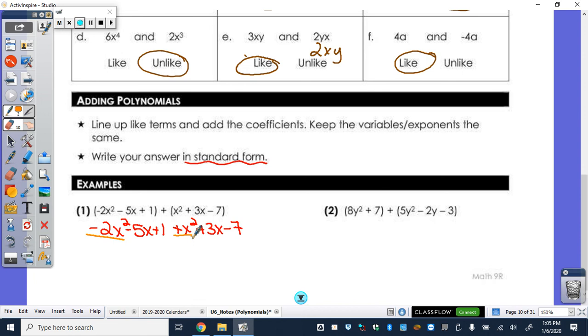Actually add the numbers in front. So what's negative 2 plus 1? Negative 1x squared. The x squared stays there. You just combine the numbers out in front of them.